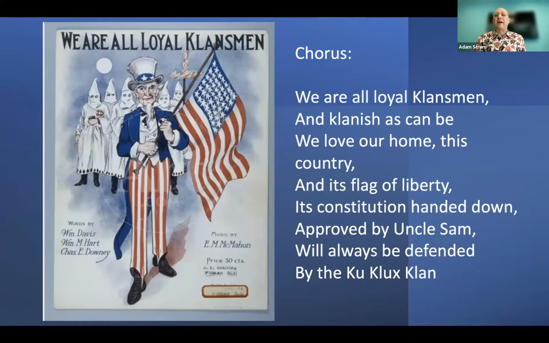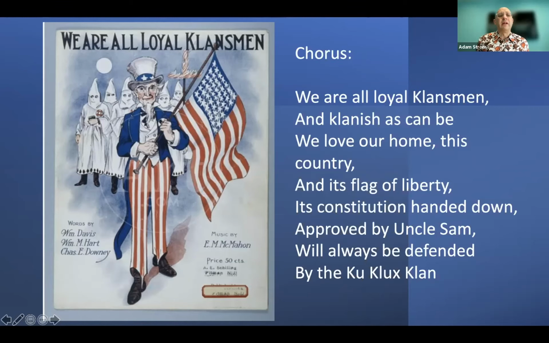I can't not pay attention to the chorus here. So this is a chorus of the song. The entire song sheet is on, the lyrics are on the website. But we are all loyal Klansmen, as clannish as can be. We love our home, this country, and its flag of liberty. Its constitution handed down, approved by Uncle Sam, will always be defended by the Ku Klux Klan.